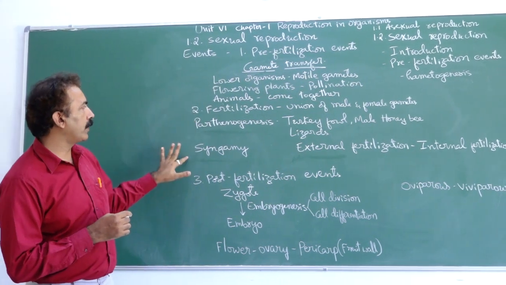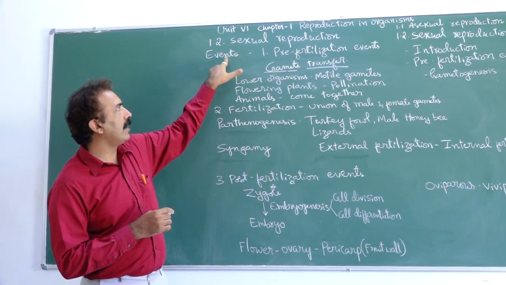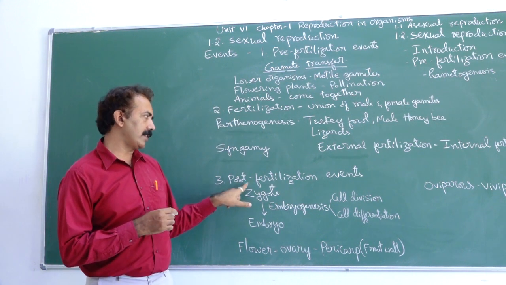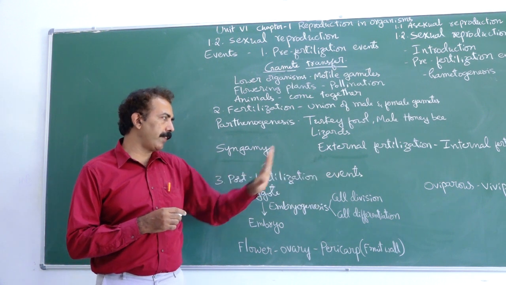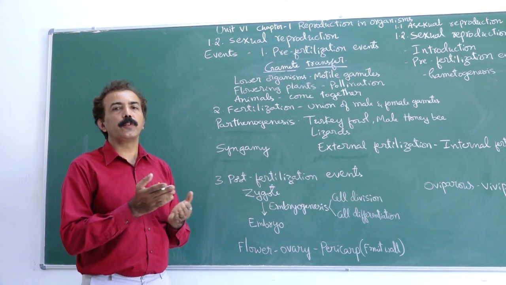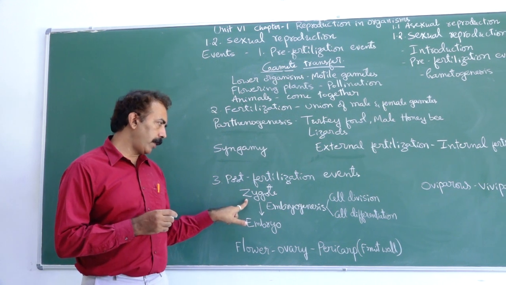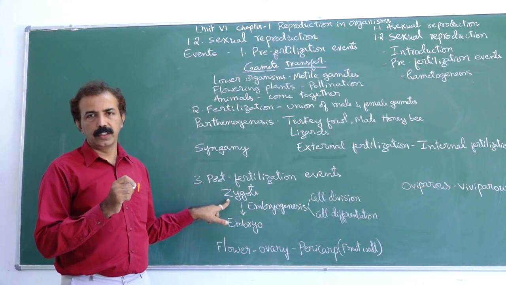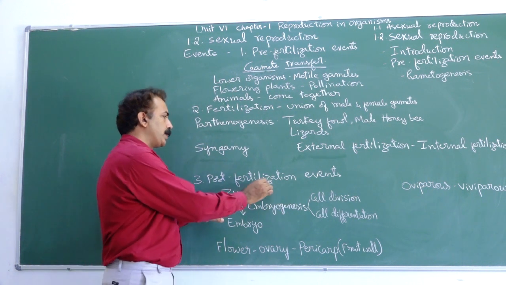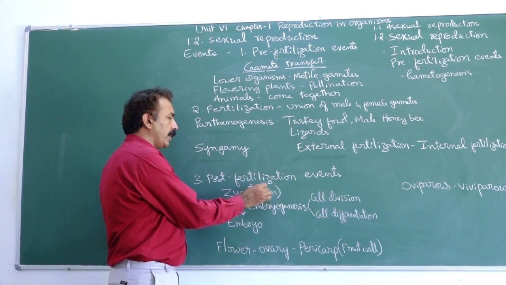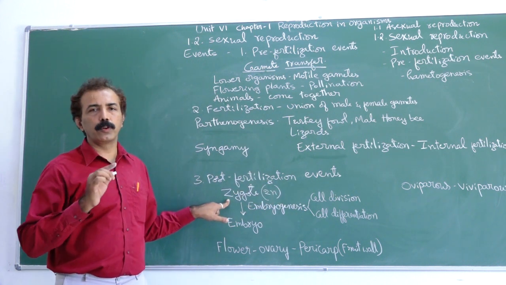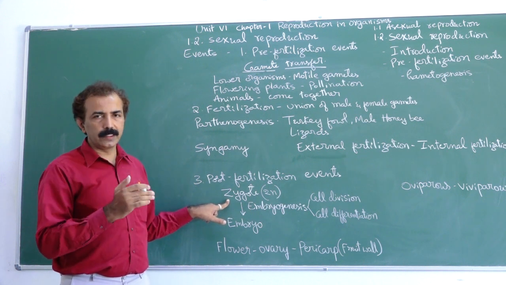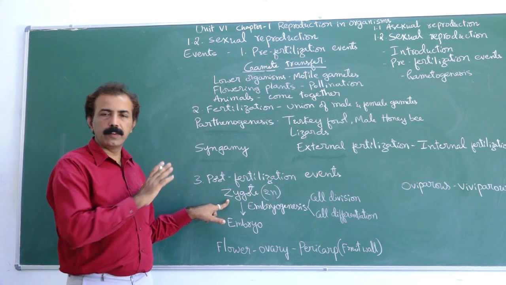This is about the topic fertilization, the second event in sexual reproduction. The third event is the post-fertilization event, the events that take place after fertilization. The male and female gametes unite. The product of union, we call it zygote. Zygote is a product of sperm and the egg, so it carries two sets of chromosomes. One set from the father, one set from the mother. So N plus N has become 2N.